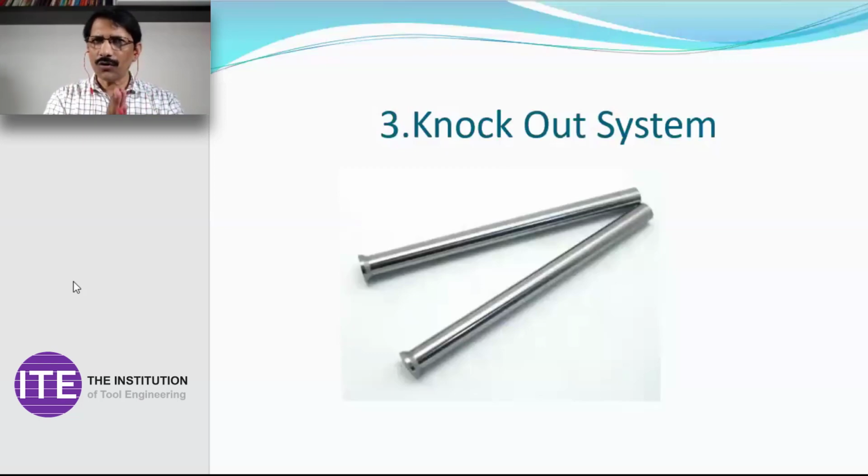If knockout pins are not there, what will happen? There is a possibility of damage of either the ejector pin, which we are also going to study, or it may affect the component, or there may be ejector plate damage. Another function of the knockout pin is to achieve the original position of the ejector plate. That's why it is called a retainer system or retaining pin system.